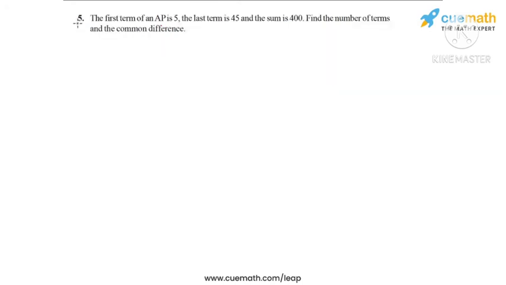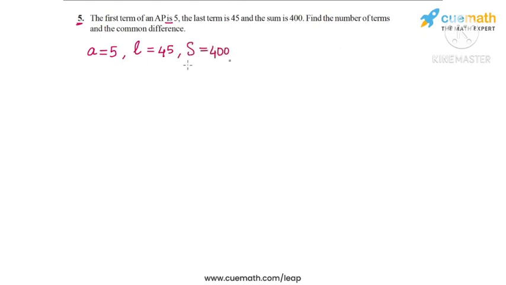Problem statement of question number 5 of this exercise. The first term of an AP is 5. So let's actually write this information as we read out the statement. So A is equal to 5. The last term is 45. So the last term L is 45. And the sum of terms is 400. So S is equal to 400.